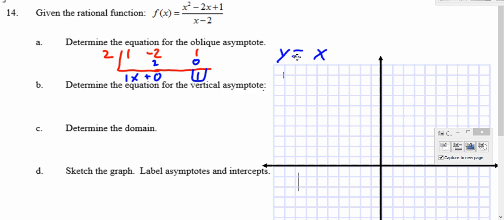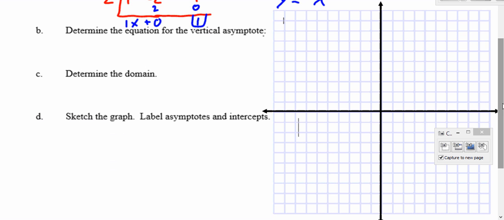So now you graph your asymptote. It's an oblique asymptote, y equals x, so that means it starts at 0, goes up 1 over 1. So the asymptote goes like that. There's your slant or oblique asymptote.